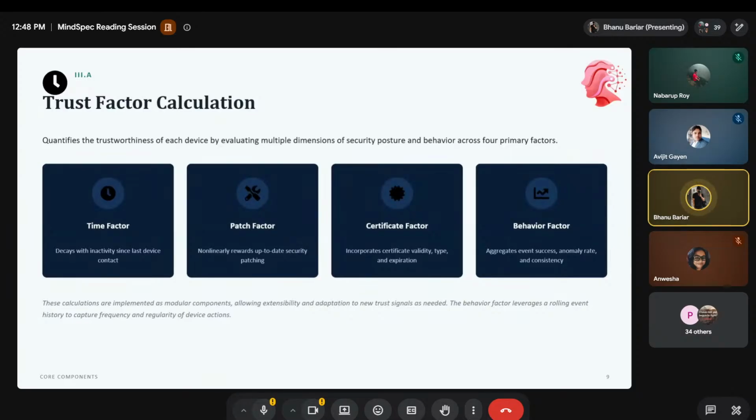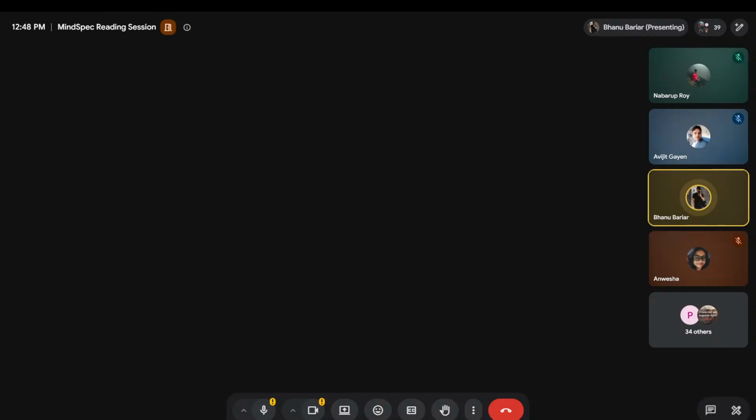As for the fourth factor, that is the behavior factor. This is perhaps the most dynamic component. Instead of focusing only on technical configuration, it examines how the device actually behaves. It includes questions like: does it authenticate successfully, or does it generate suspicious events? Is its communication pattern consistent, or has its behavior suddenly changed? These behavioral observations are accumulated over time to identify emerging threats.